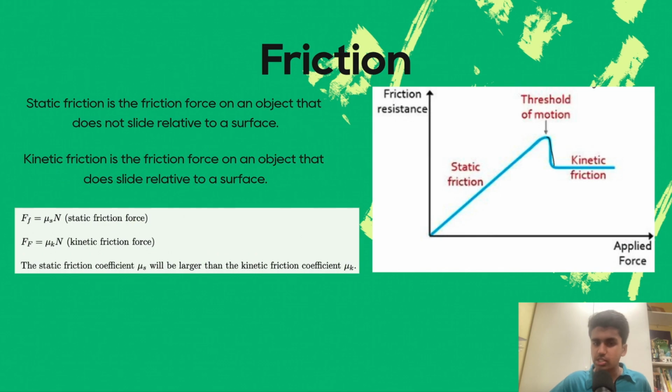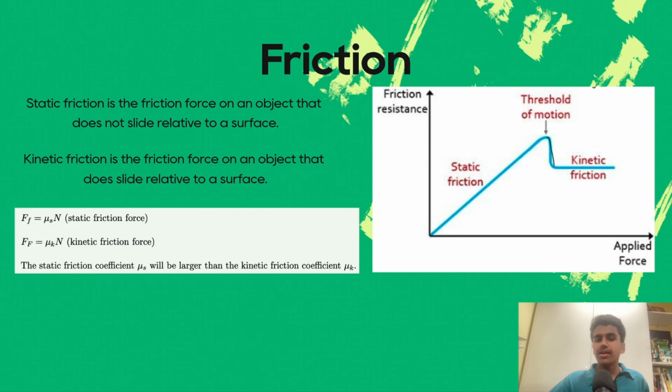So static friction is the friction force on an object that does not slide relative to a surface. And then kinetic friction is the friction force on an object that slides relative to a surface. And friction will be the coefficient of friction times normal force. And just remember that the static coefficient of friction will be larger than the kinetic friction coefficient.